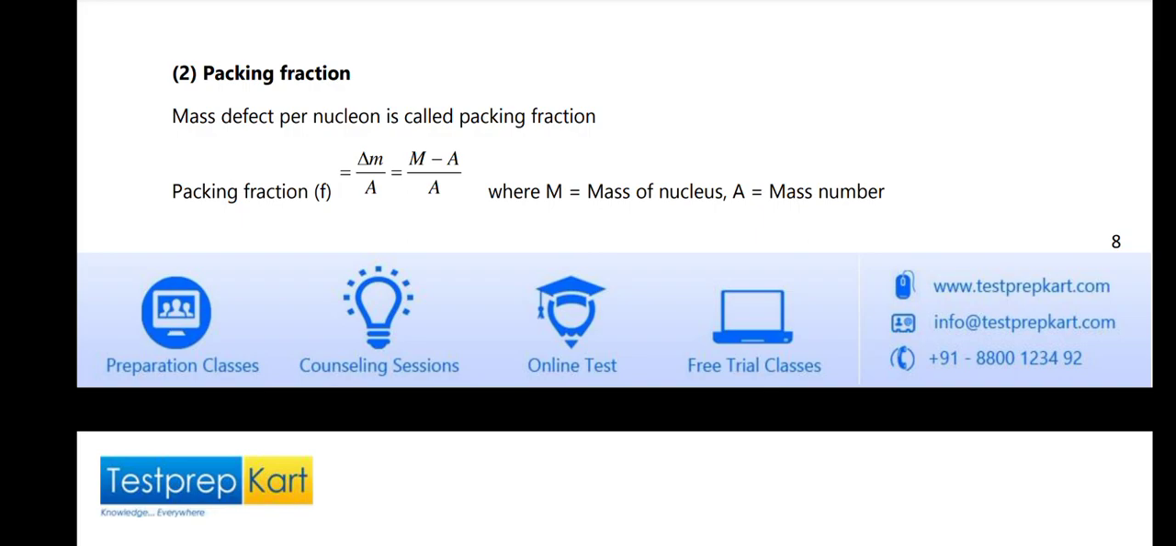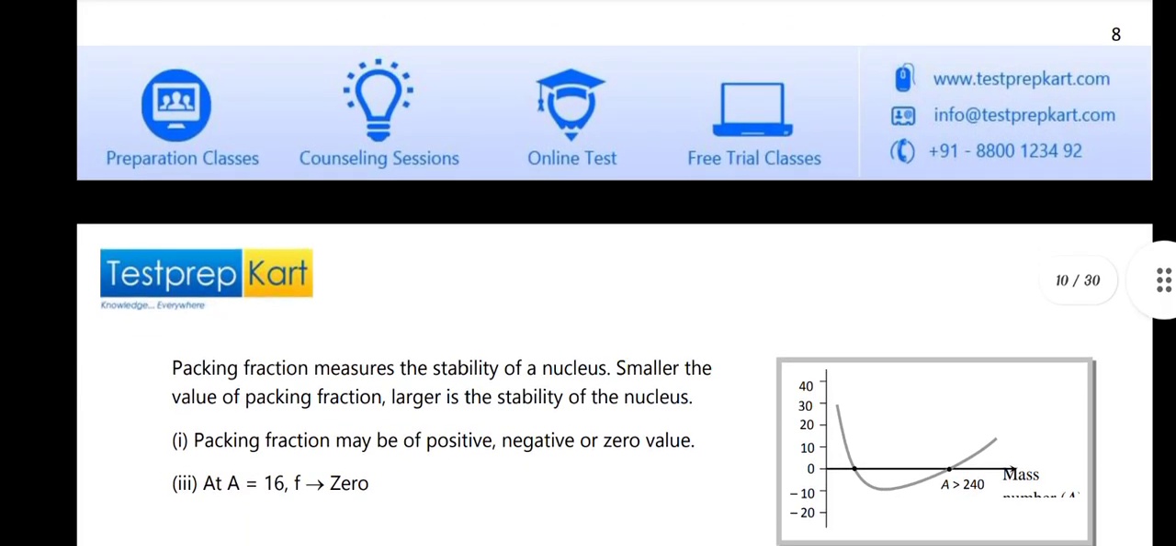The next topic is packing fraction. It is easy: mass defect per nucleon is called the packing fraction. It is a simple definition. The packing fraction formula is delta m by A, which is equal to (M minus A) by A, where M is the mass of the nucleus and A is the mass number. That's it.